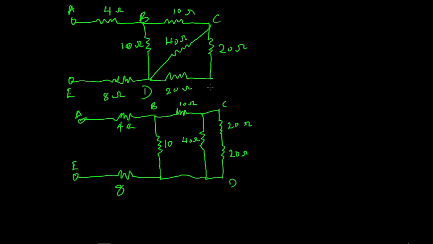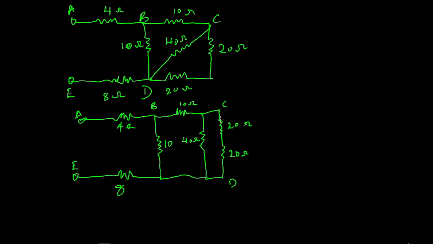It is still the same. This is still the 20 ohms, the 20 ohms, with the 40 in parallel with them. This 10 between C and B. This 10 between B and D. 8 ohms between D and E, and 4 ohms between B and E.